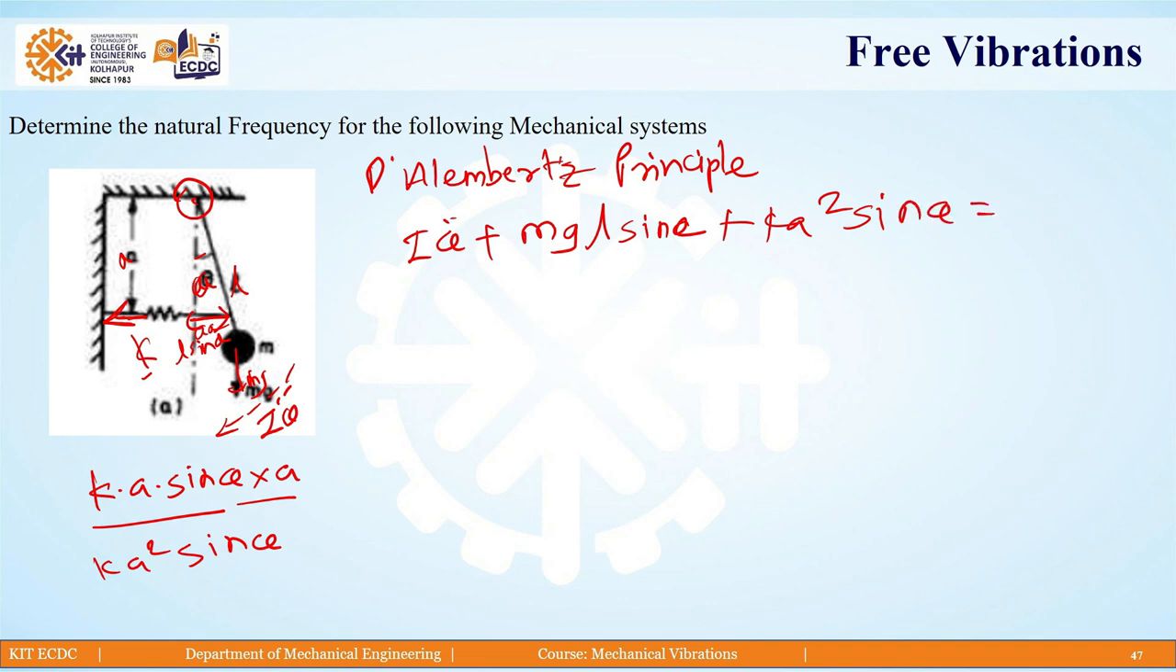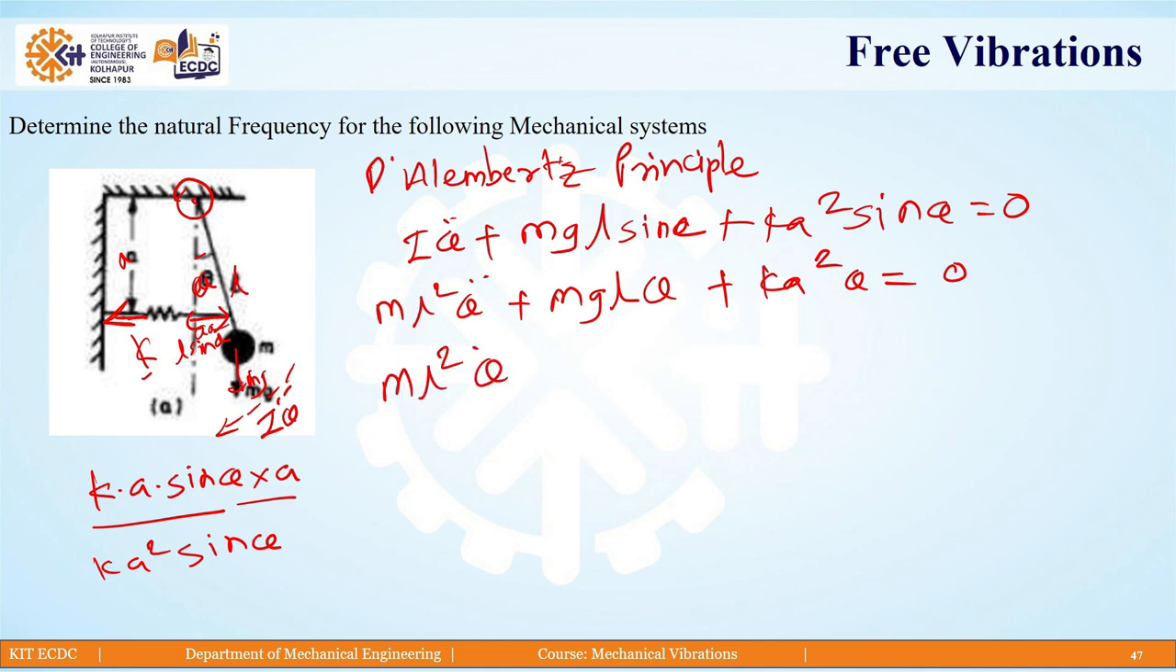So these are the only torques which are present, so the right hand side of the equation becomes 0. Now you can substitute some of the terms here. We can have I, the mass moment of inertia for a pendulum system, as ml square theta double dot. For small angles, we can treat sin theta as theta, plus k a square theta, which is equal to 0. And now we can club the common terms. So ml square theta double dot plus mgl plus ka square, times theta, which is equal to 0.